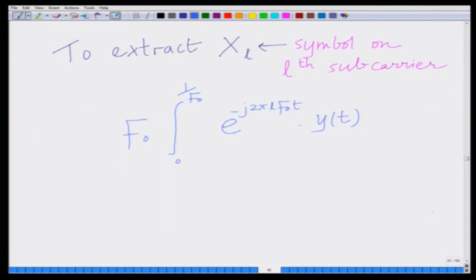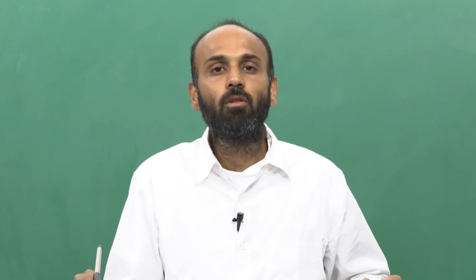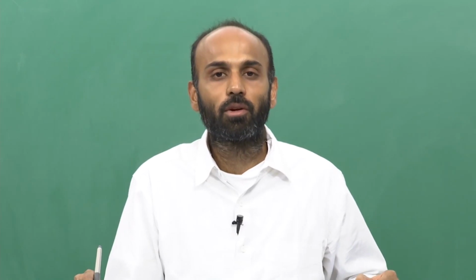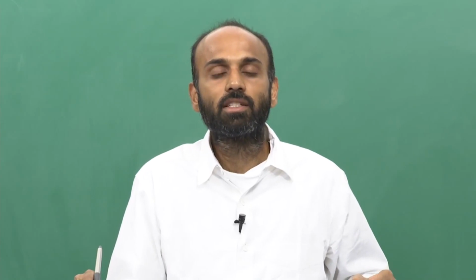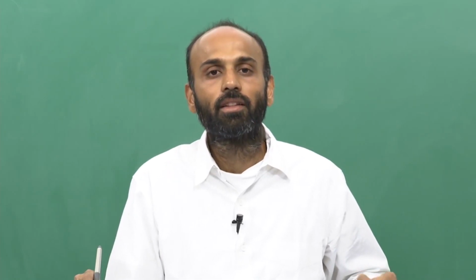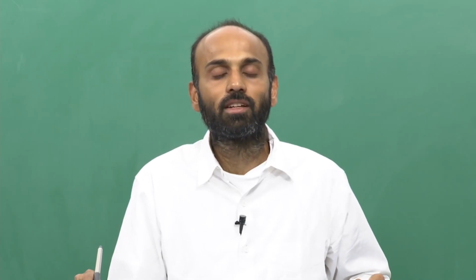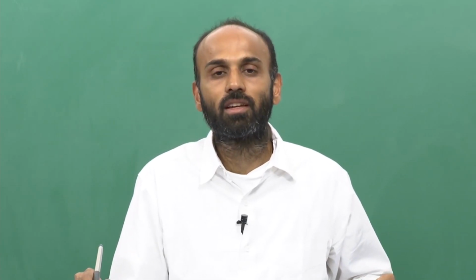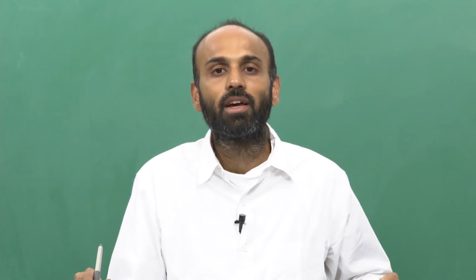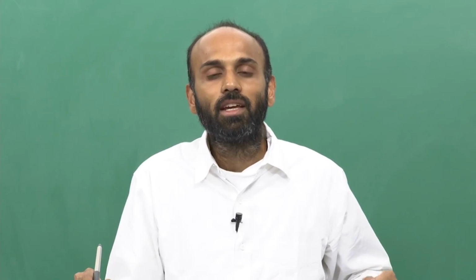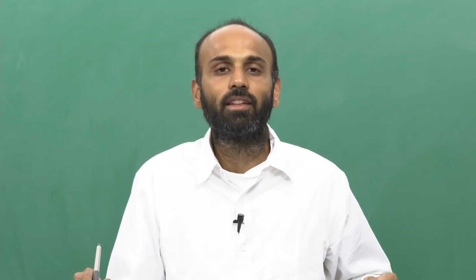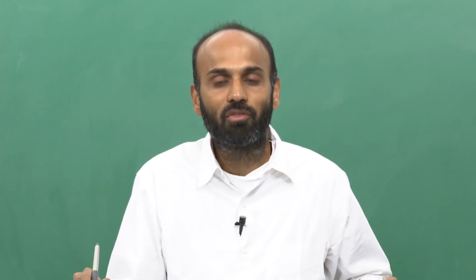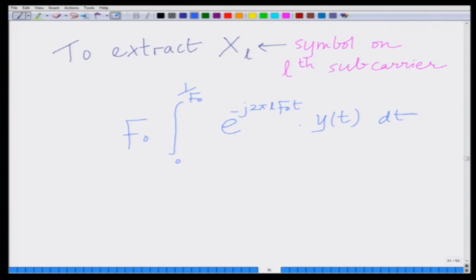x_L is the Lth Fourier coefficient of the signal y of t, and therefore, my process to extract the Lth Fourier coefficient is simply f naught integral between the limits 0 to 1 over f naught, that is the fundamental period of the signal. 1 over f naught is the fundamental time period of the signal, integral 0 to 1 over f naught y(t) times e to the power of minus j 2 pi L f naught t dt. That will give me the Lth Fourier coefficient, and this can be seen as follows.